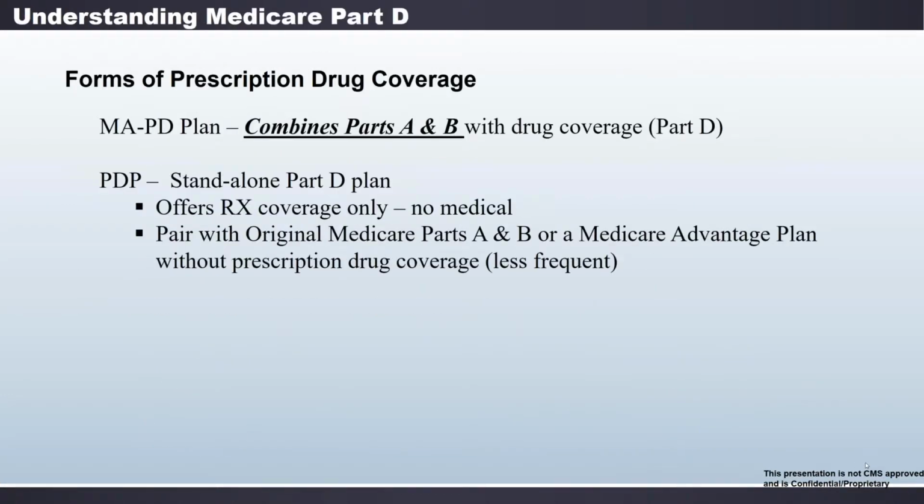There's a couple of different ways that you can get prescription drug coverage. You can get it through a Medicare Advantage prescription drug plan, an MAPD. That's going to combine Medicare Parts A and B with drug coverage Part D. Or just a prescription drug plan, a standalone Part D plan, which would offer the prescription drug coverage only, no medical, and it's going to be paired with original Medicare, with Medicare Parts A and or B. Or, like it said earlier, with the Medicare Advantage plan without prescription drug coverage, pretty less frequent for that.